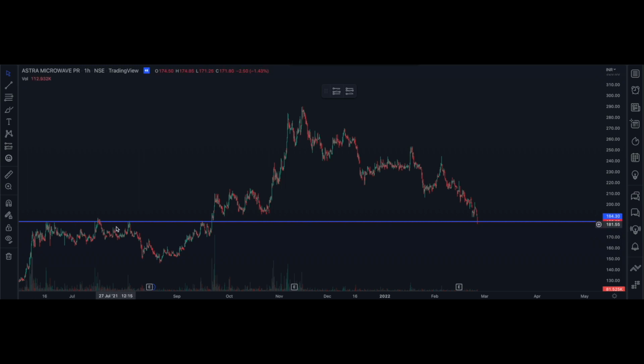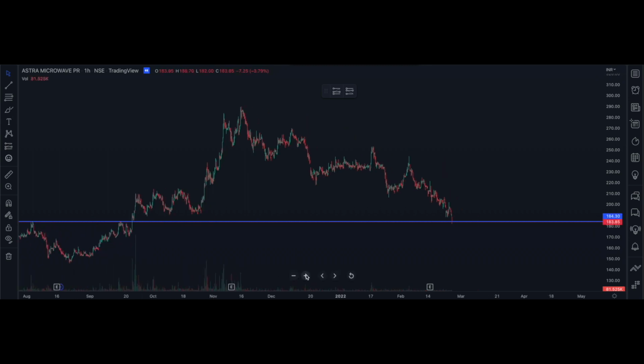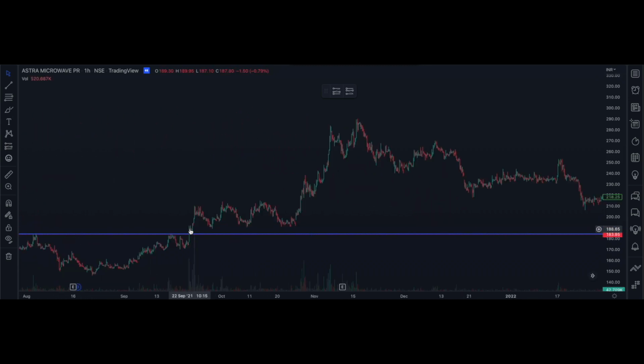Now, when a stock is moving in a range like this, we call this consolidation. After consolidation, the stock gave a breakout. You can see here a green candle which broke this 180 rupees. After breaking this 180 rupees, the market sentiment changed. From 180 rupees, the stock went up to 290 rupees. So let us mark this level also.